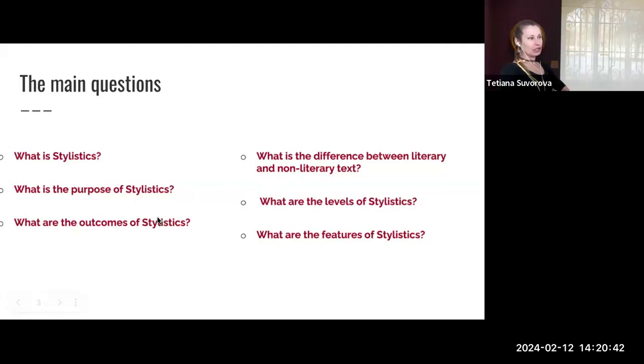Okay, so the main questions. What is stylistics? Of course, it's what we're going to discuss. The purpose of it, the outcome of stylistics, what it's for, and generally why you are on the course, what's the use of it for you, what is the difference between literary and non-literary text, what are the levels of stylistics, and what are the features.